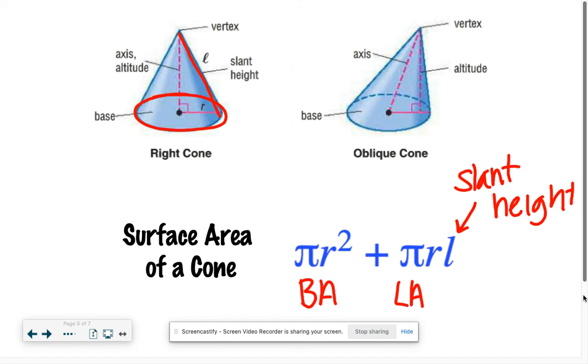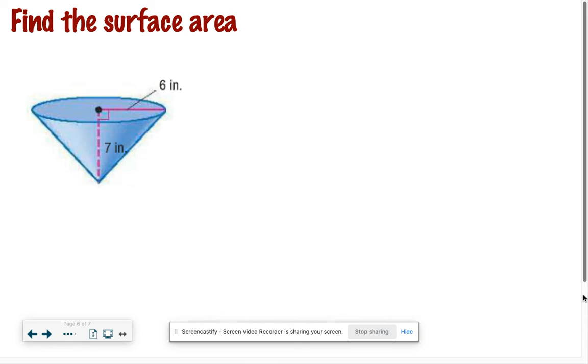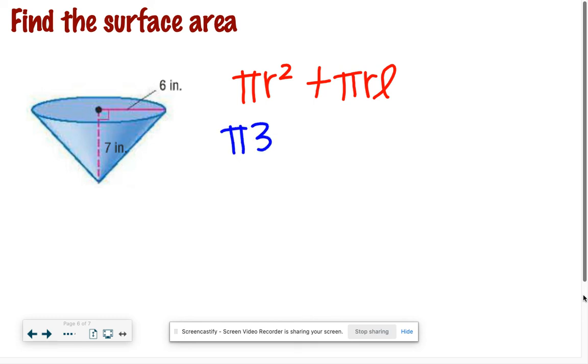Okay. So I'll write down our handy dandy formula: pi r squared plus pi r L. Let's plug in what we can. Our radius is 6, so pi 6 squared plus pi 6. 7 is not our slant height. 7 is the actual height. We've got to find this one.